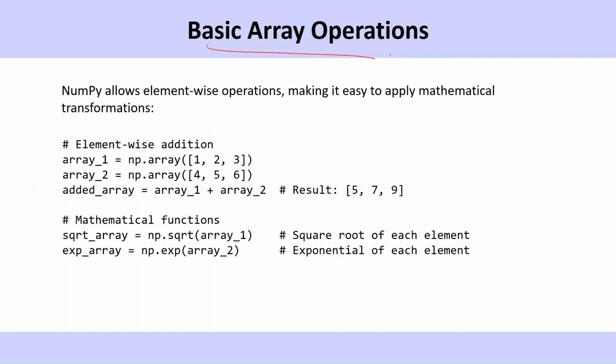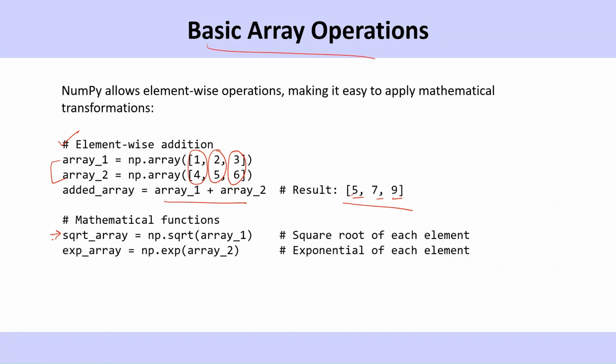Now let's move on to the basic array operations. NumPy allows element-wise operations, making it easy to apply mathematical transformations. Firstly, let's see an example of element-wise addition. We declare 2 arrays and then we add both of them. How do we obtain this result? It adds the corresponding elements of both the arrays and our results come to be 5, 7, and 9.